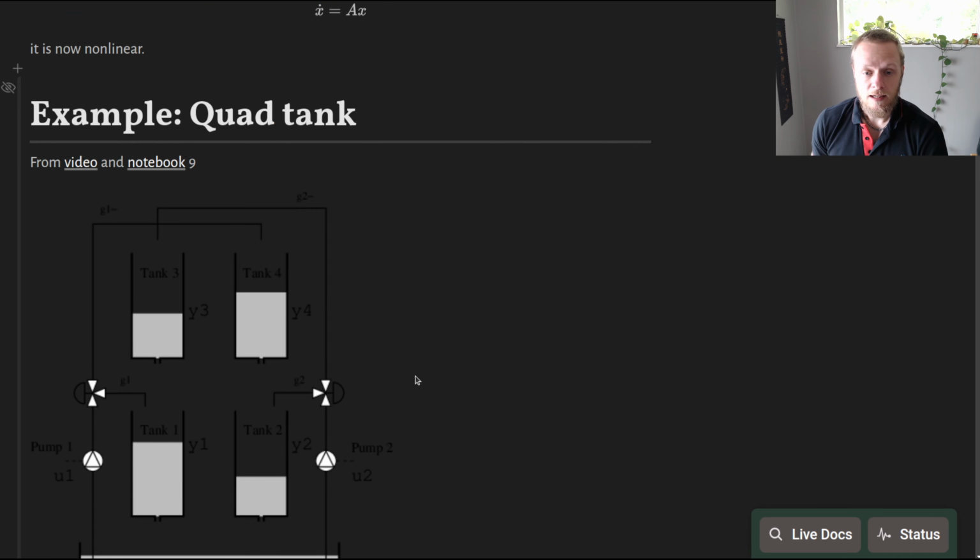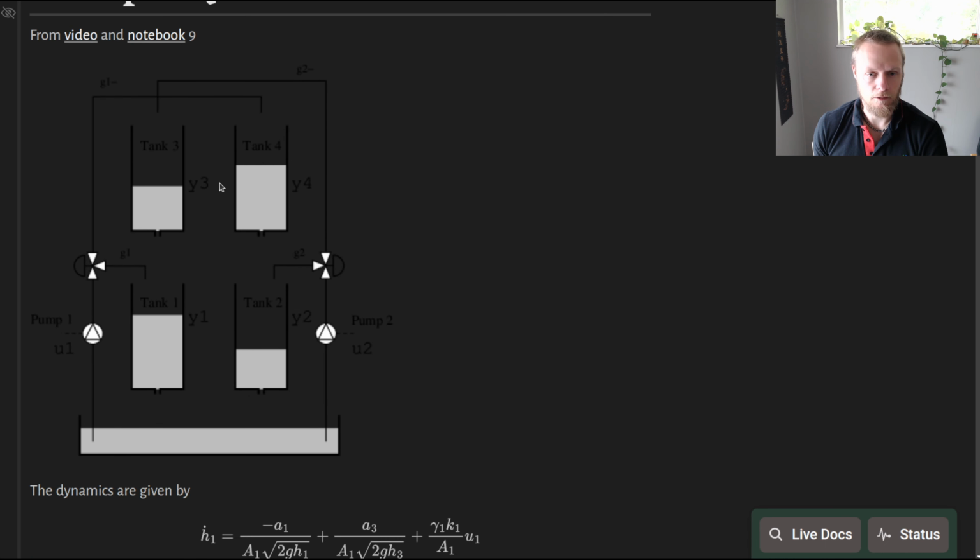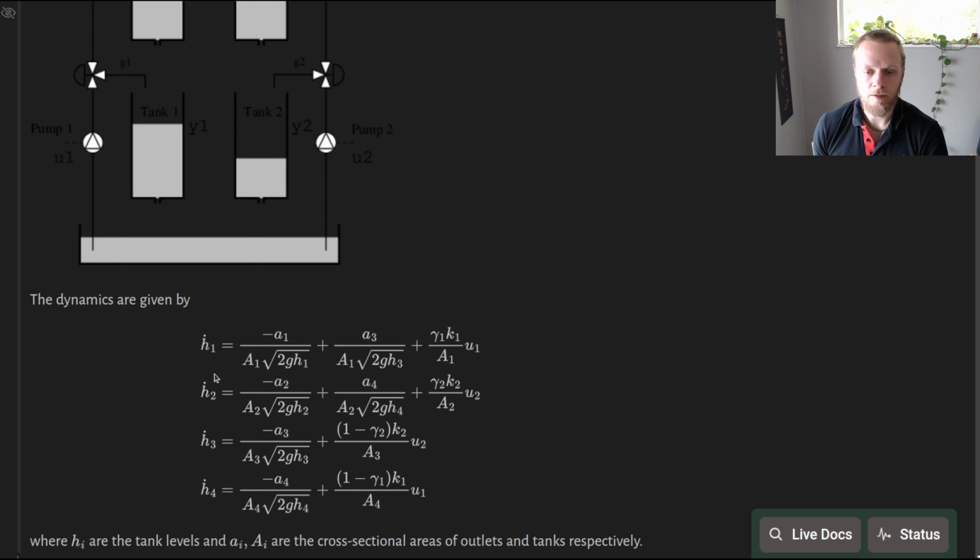As an example, we will consider the same system as in the previous video. It's a quadruple tank. Sorry for the black on black here. We have 4 tanks. 2 upper tanks feed into 2 lower tanks, and we have the dynamics here. And this is a nonlinear system. The state variables h are the levels in the 4 different tanks. They appear in the denominator under a square root here.